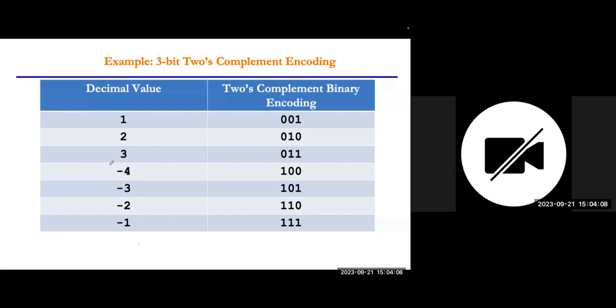So for the 2's complement of any negative number, you should follow the formula 2 to the power of n minus capital N, where small n is equal to the number of bits used to represent the number, and capital N is the given number.